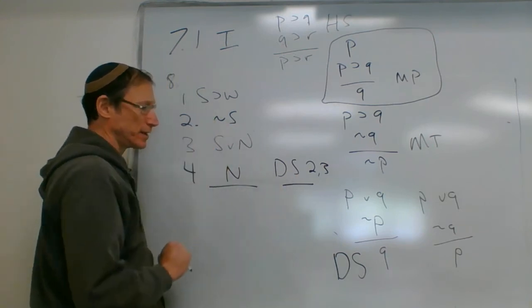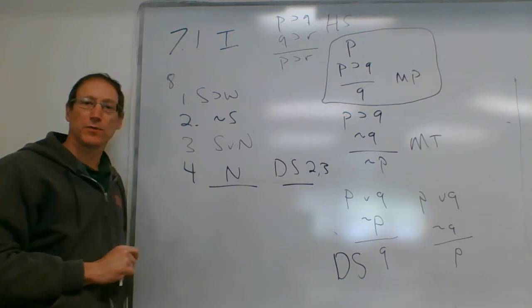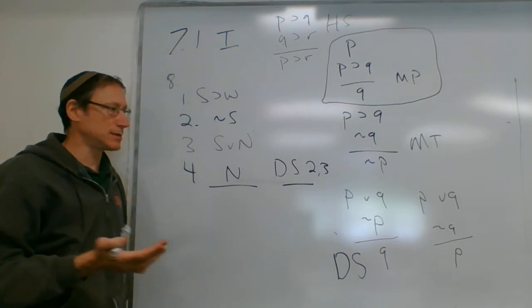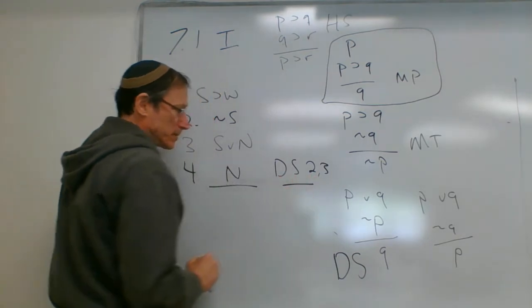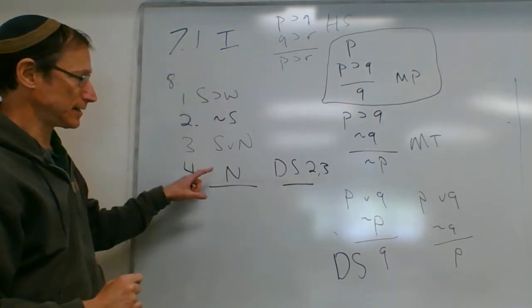I'm not using step 1 here. Step 1 turns out to be irrelevant or extraneous. I didn't use it to get to N. But I did disjunctive syllogism on steps 2 and 3 to get N.